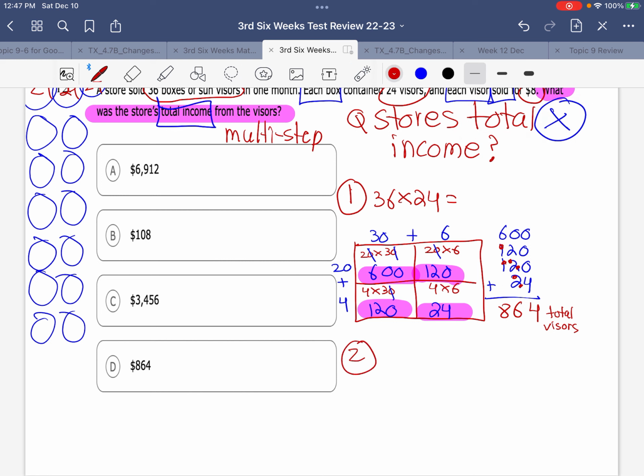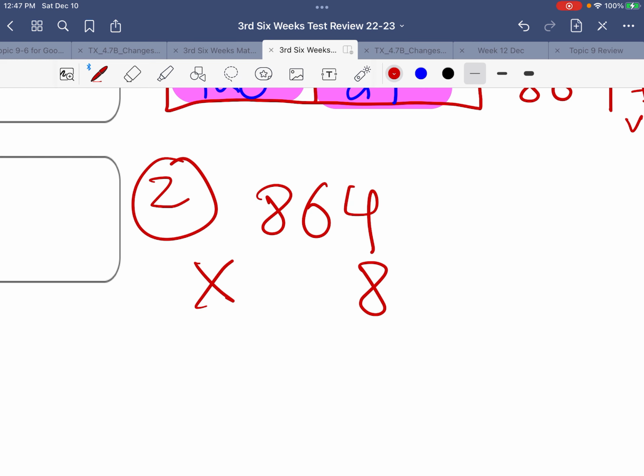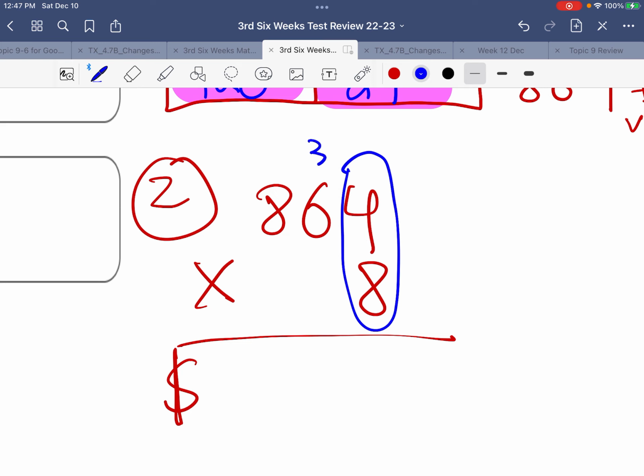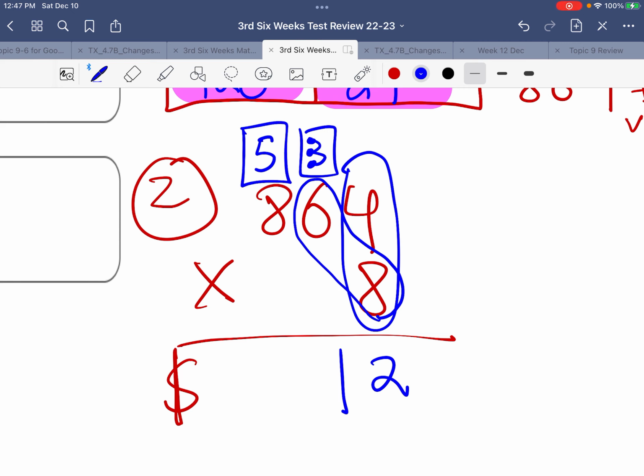So my second step is I'm going to do 864, that's how many visors we have, times the $8. That's how much each visor costs. So I'm looking for the total income. So I'm going to have a dollar sign here. So 4 times 8 is 32. 8 times 6 is 48. 49, 50, 51. 8 times 8 is 64. 65, 66, 67, 68, 69.